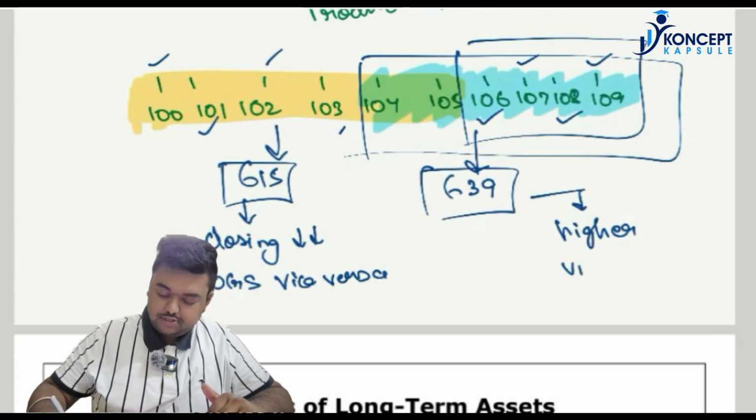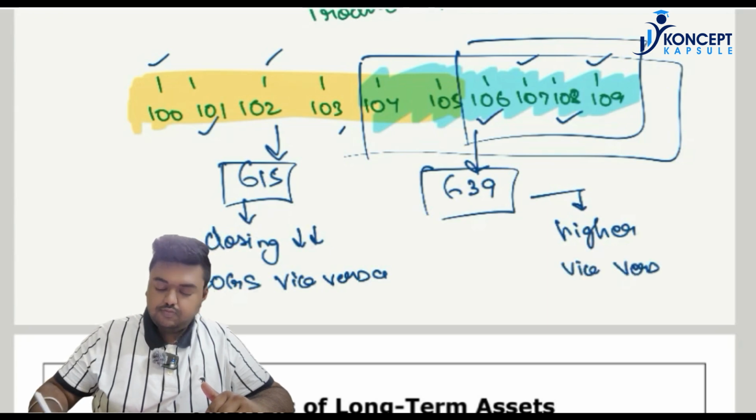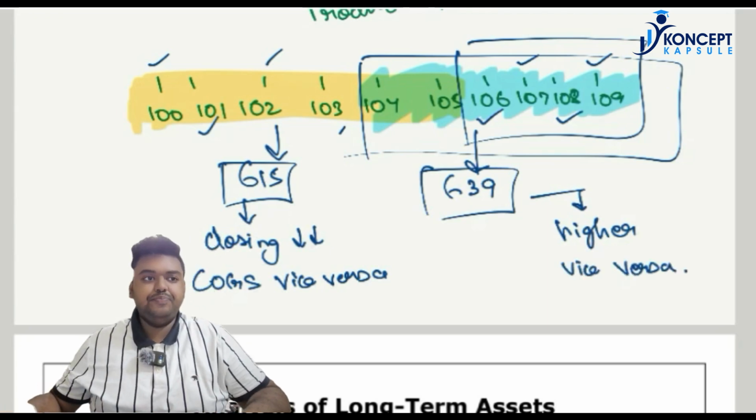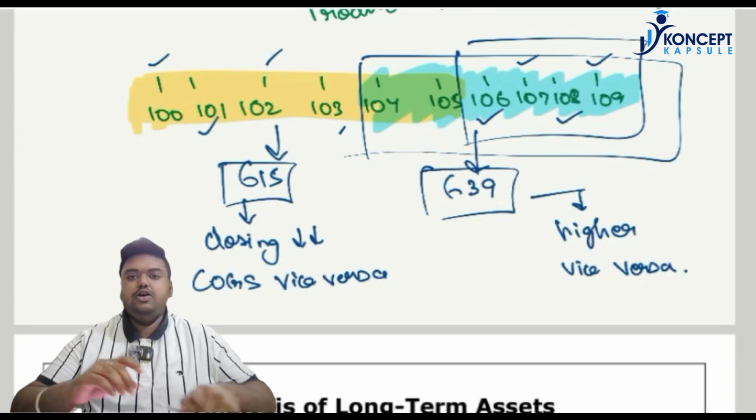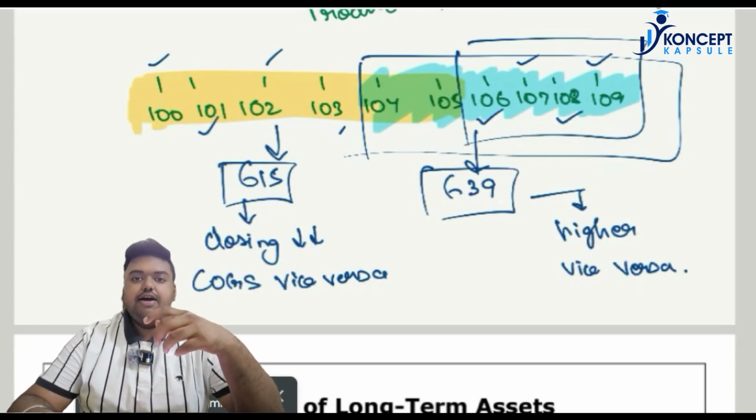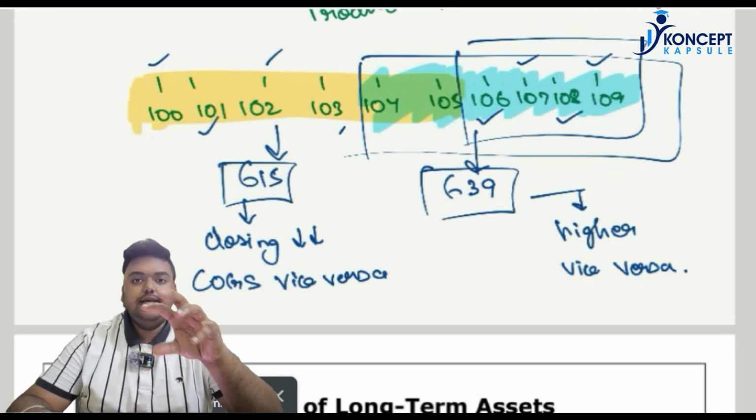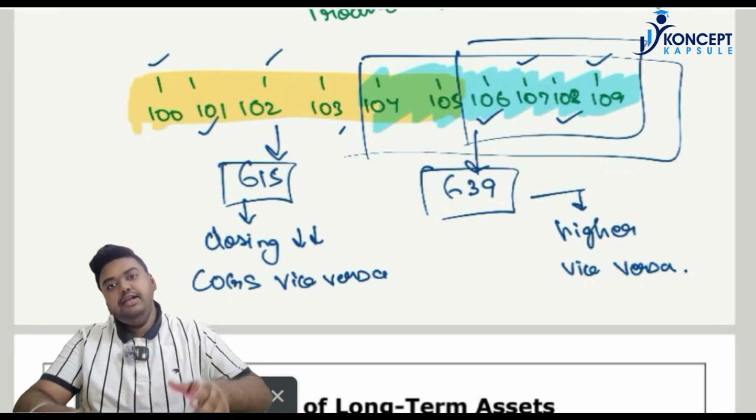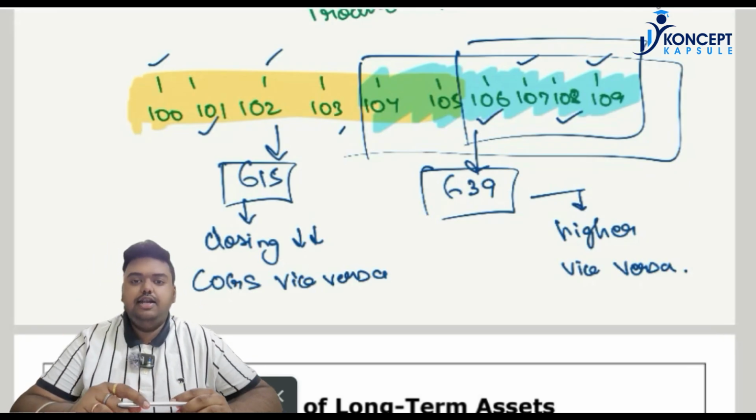Similarly, COGS is vice versa. Guys, are you getting it? Are you able to understand this concept? How does an inflationary environment impact my closing inventory and COGS in case of LIFO and FIFO? This is the analytical aspect.